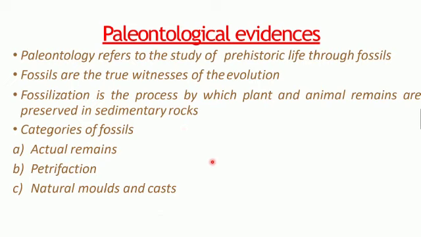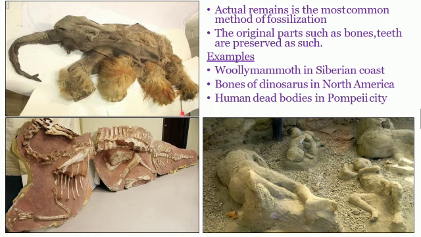Actual remains, petrifaction, natural mold and cast. We'll see one by one. So what are the actual remains, or petrifaction? Actual remains means the common method of fossilization. The original parts such as the bones and teeth are preserved as such.